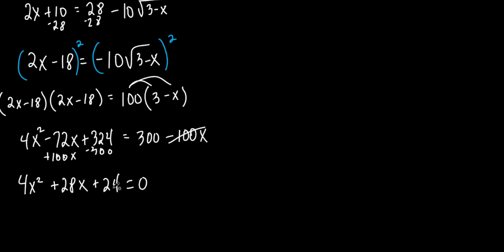Look, I got a 4, 28, and a 24. What's in common with all of that? A 4, just to make it a little easier for us. And again, I could use the quadratic formula and get a solution, but I'm going to do it this way. So if you factor out a 4, you get x squared plus 7x plus 6 equals 0.